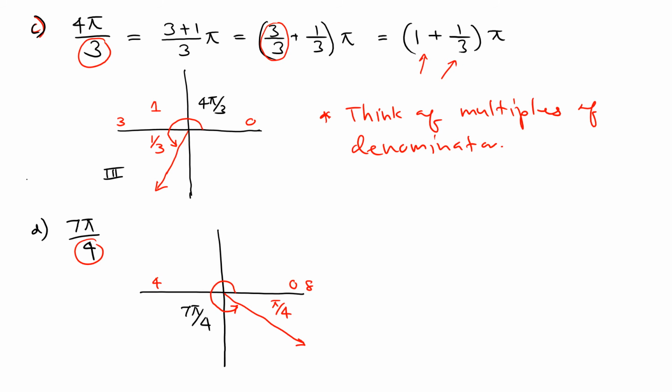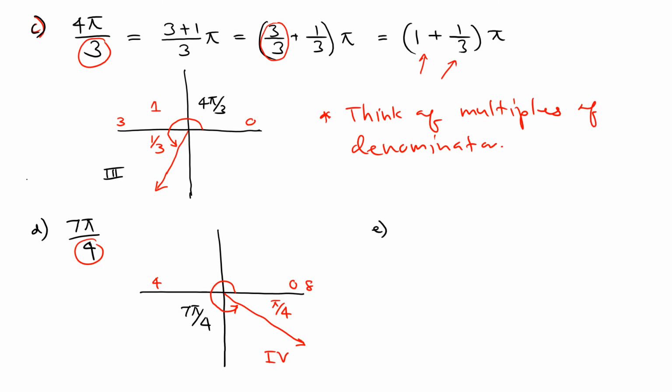So that's the angle 7 pi over 4. So that's the easiest way to do it. It's very easy to draw angles like that. And then you can see this angle is in the fourth quadrant. We use Roman letters for that.